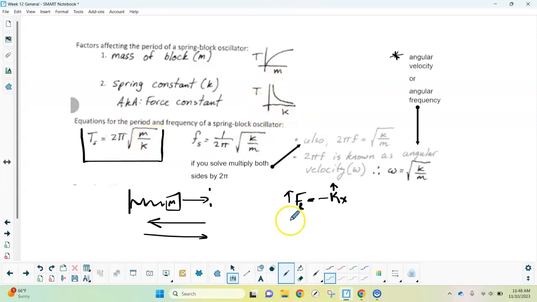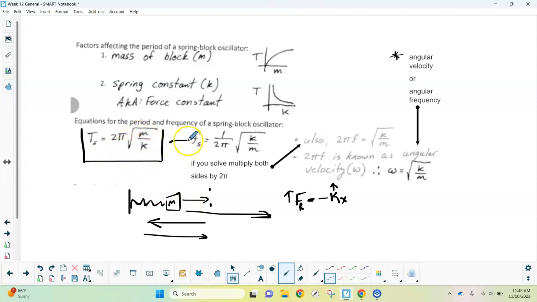So that's kind of that. Notice that x is not a factor in this equation. So x does not have any impact on the period. So I can stretch it a little bit, or compress it a little bit, or I could stretch it a whole lot, or compress it a whole lot. And the amount of time that it takes to complete the oscillation is the same. So it's 2 pi square root of m over k. That's the period equation for a spring.